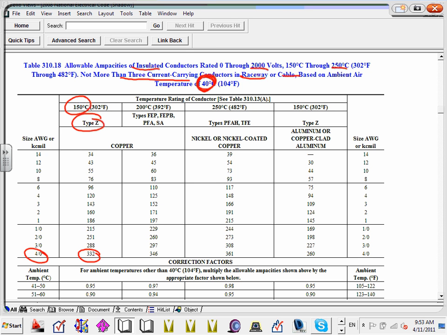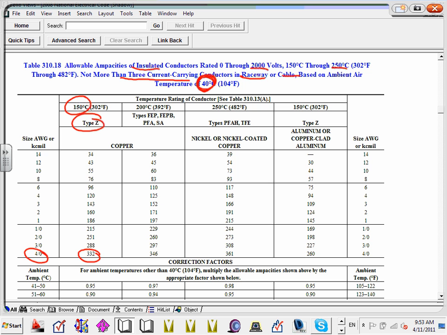No, not Z. Based on what we just picked up, if you take 4-aught THHN, it will carry 230. Look at this: 230. Look at this: 332. Do you see the difference? 332. Why? Because they use a special type of insulation that you can heat these conductors so much and it wouldn't deteriorate.